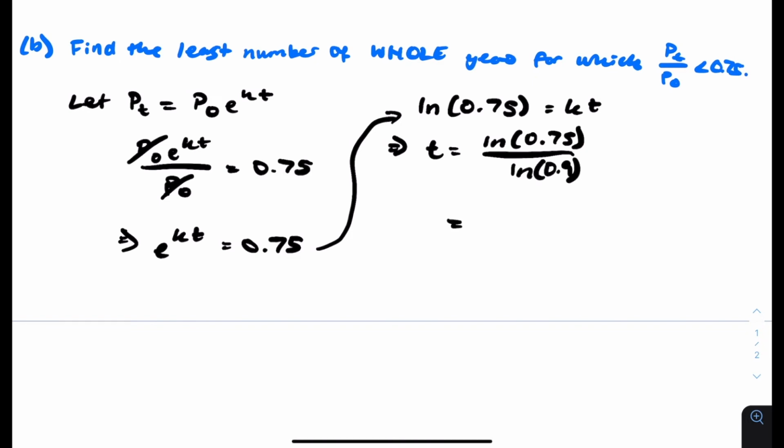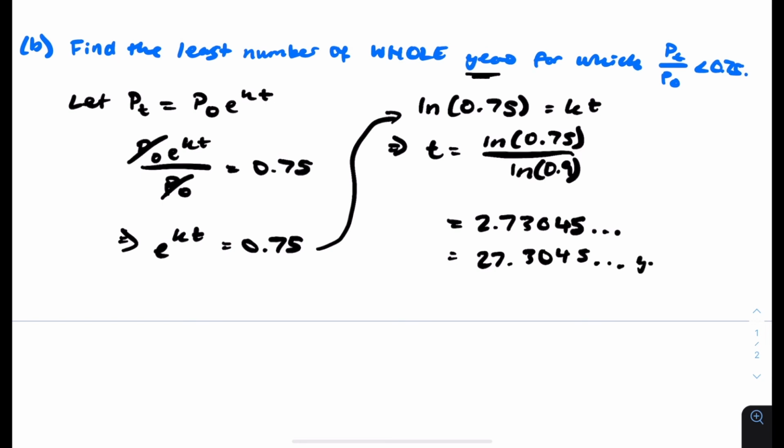approximately, let me just put this into my calculator, ln 0.75 over ln 0.9. That's approximately 2.73045... But take note that this is in decades. The value of t is in decades, which means we're going to need to multiply this by 10, because a decade contains 10 years, to get the number of years as it's specified. So that's equal to 27.3045... years.